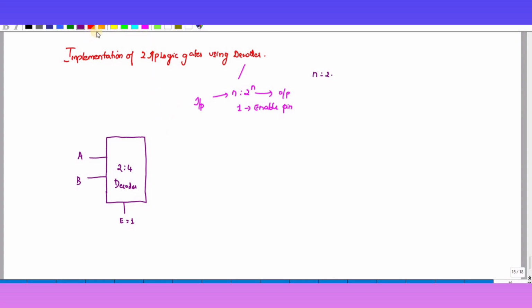So you have 4 outputs. Let me term them I0, I1, I2 and I3. Okay, so if I draw the truth table, AB is your input: 0 0, 0 1, 1 0, 1 1, and I0, I1, I2, I3 is your output, for the enable pin equal to 1.